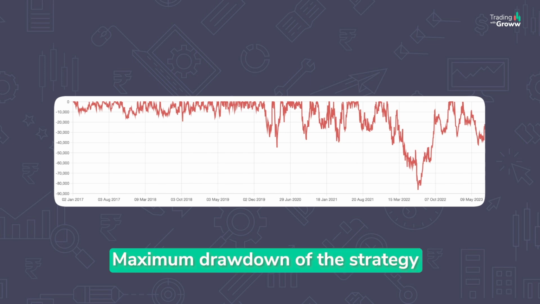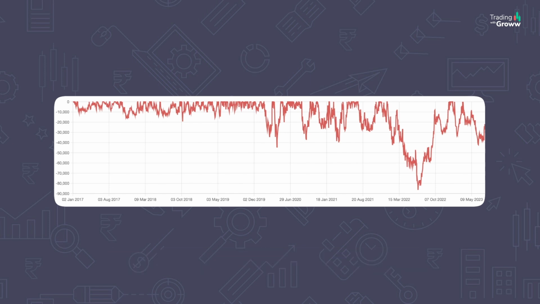This is the maximum drawdown of the strategy. Drawdown is nothing but the approximate loss that you could face if you're trading with this strategy. From 2017 till 2019, the initial drawdown was around 40,000, and then from 2021 to 2022 onwards, the drawdown went up to 80 or 85,000. But eventually, post March 2022, it has completely recovered from the drawdown. So overall, the drawdown is minimal considering the overall returns of 6.5 lakhs. The drawdown of 85,000 is a decent enough maximum drawdown.